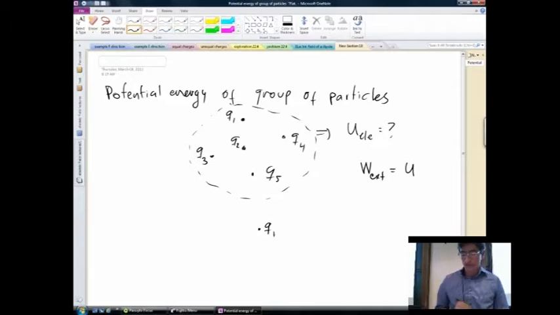So take Q1 somewhere, the rest of them are at infinity, and now take Q2 and bring it from infinity to the location that you want it. How much work did you have to do for that? The work that the external force had to do to assemble the system 1 and 2 will be equal to the potential energy of the final configuration. The potential energy of the final configuration is K Q1 Q2 divided by the distance between 1 and 2. 1 and 2 have a distance like this. This is R1,2.